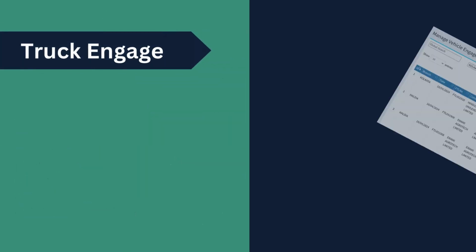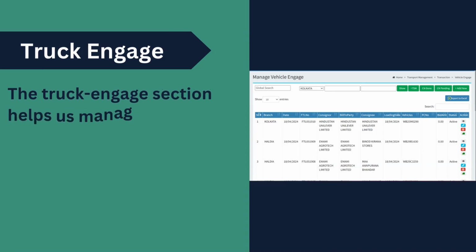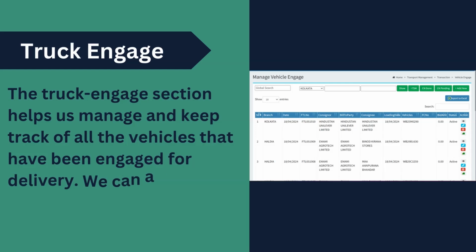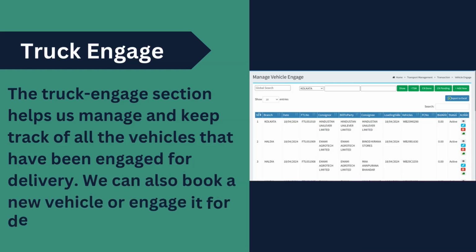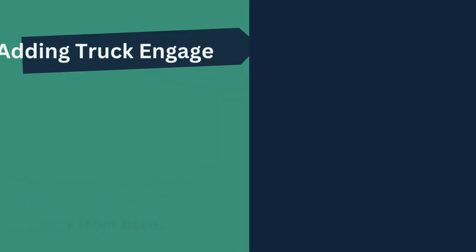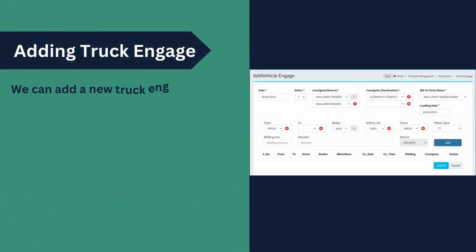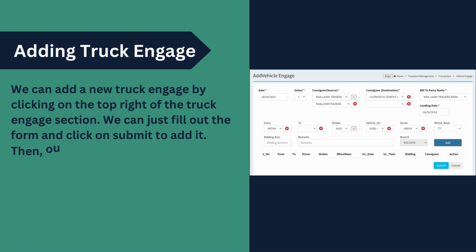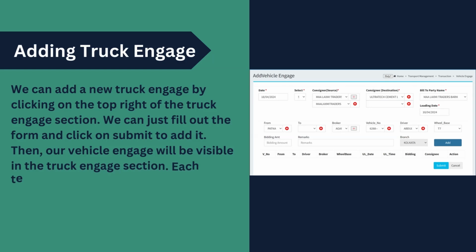The Truck Engage section helps us manage and keep track of all the vehicles that have been engaged for delivery. We can also book a new vehicle or engage it for delivery from here. We can add a new truck engage by clicking on the top right of the Truck Engage section. We can just fill out the form and click on Submit to add it. Then, our vehicle engage will be visible in the Truck Engage section.